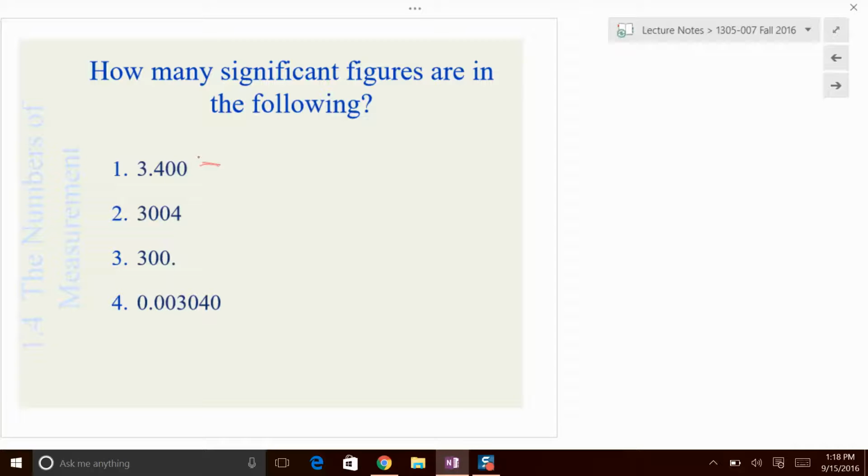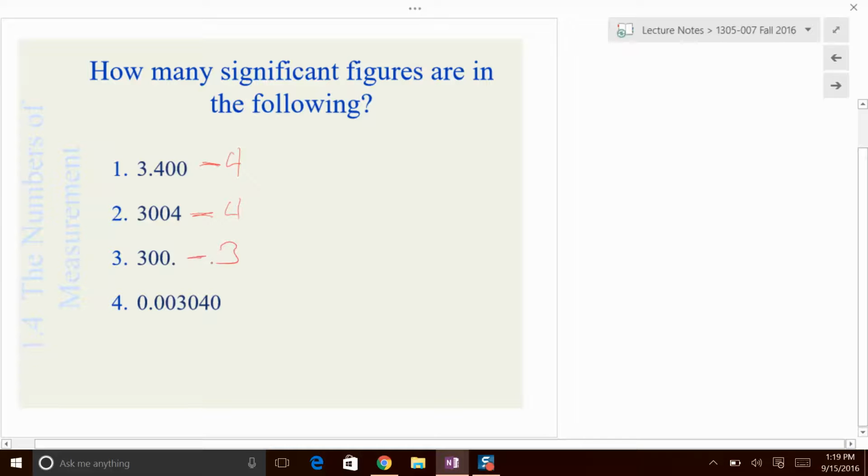3.4, 3.400. Are those the same numbers? Yes. So why did I write those zeros if I didn't have to? To show significance. So 1, 2, 3, 4. How about in this number? 4. How about in this number?